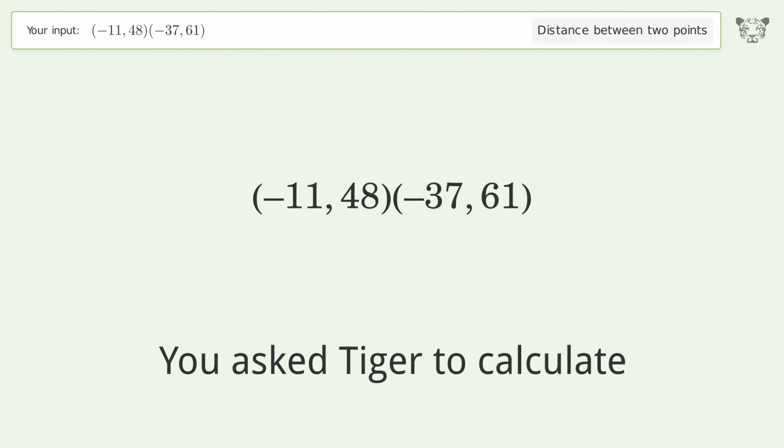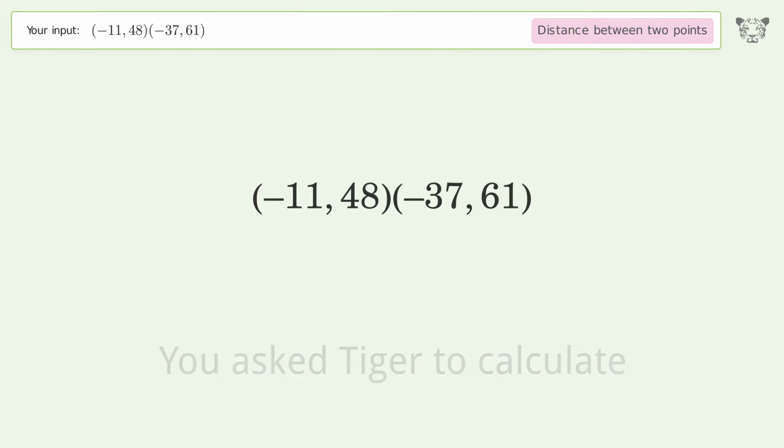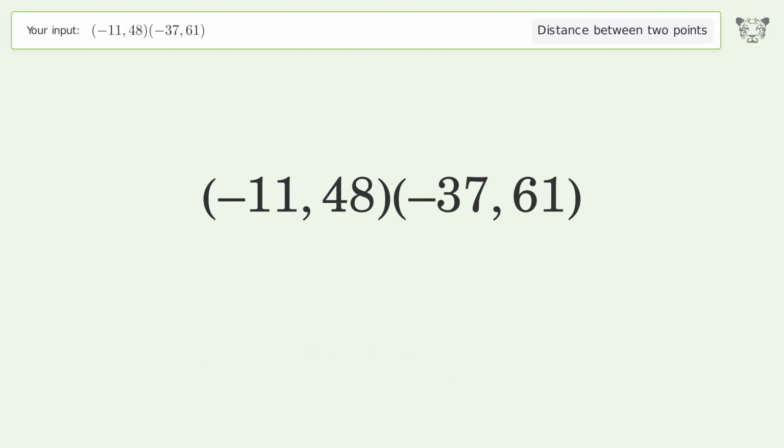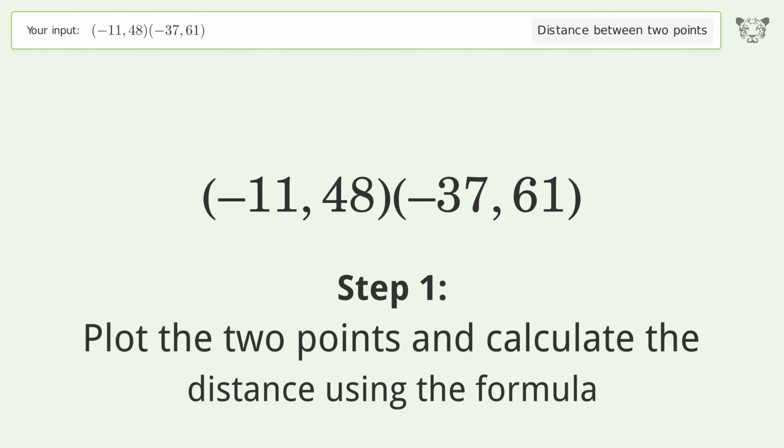You ask Tiger to calculate. This deals with the distance between 2 points. The distance between the 2 points is the square root of 845, or 29.069. Let's solve it step by step. Plot the 2 points and calculate the distance using the formula.